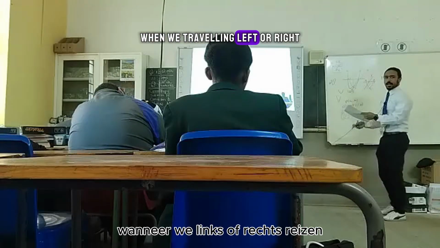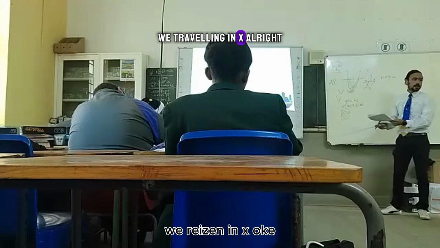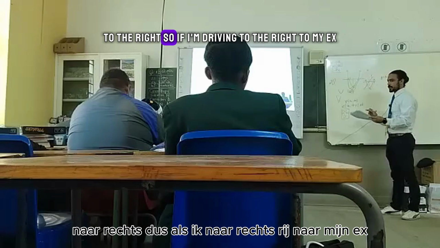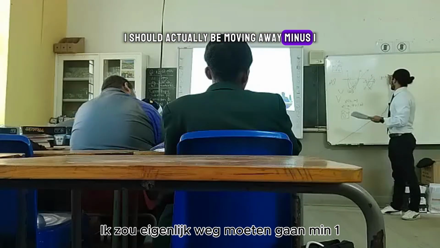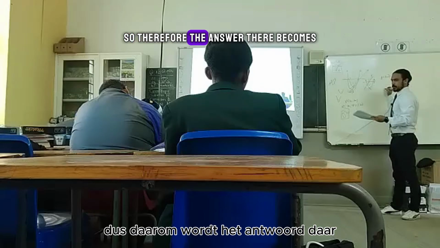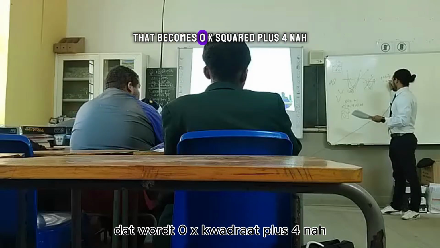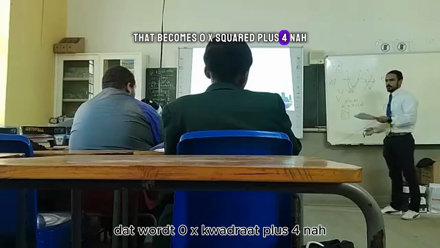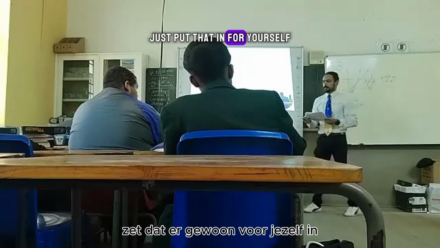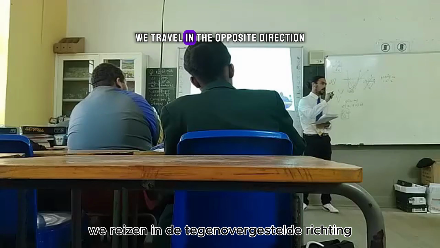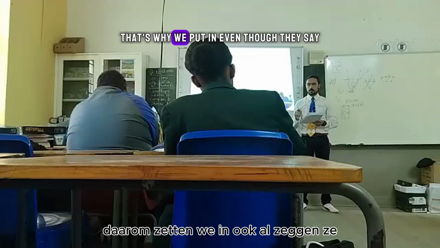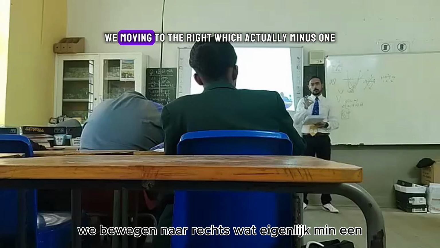When we're traveling left or right, we're traveling in x. Where are we traveling in x now? To the right. So if I'm traveling to the right, to my x, I should actually be moving by -1. So therefore the answer becomes x squared plus 4. Just put that in for yourself. If you don't understand, make a note there, Carlington, that when we're traveling in x, we're traveling in the opposite direction. That's why we put in -1, even though they say we're moving to the right.